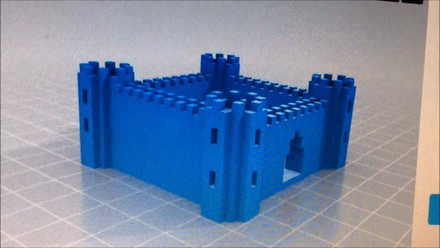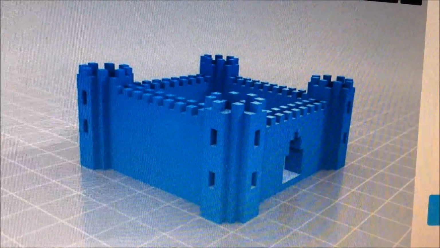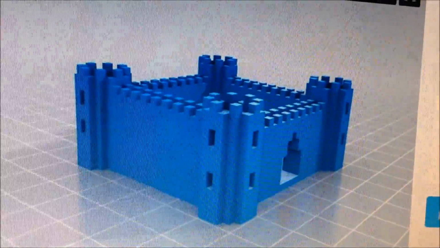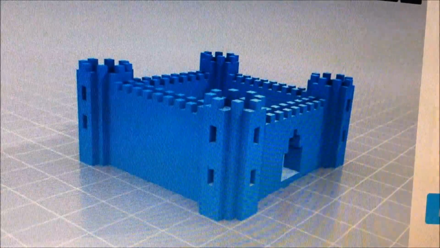So today we're going to print this out. We're going to make two prints of it. One on the highest resolution the machine can do, and one on the lowest resolution.